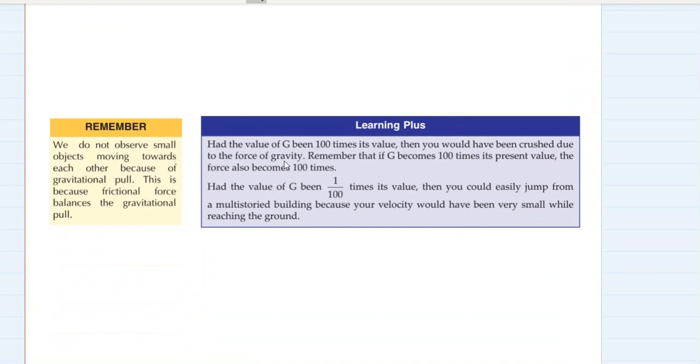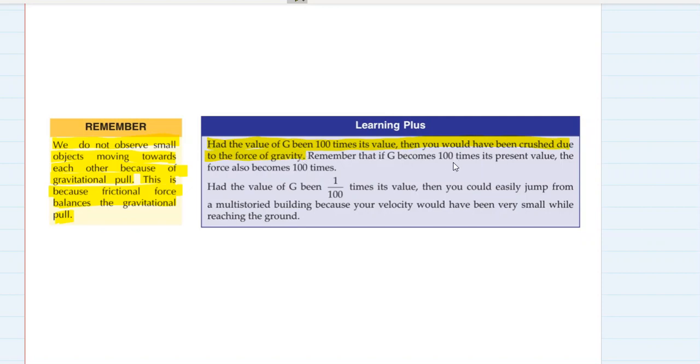Okay, just a little bit of trivia for you. We do not observe small objects moving towards each other because of gravitational pull. This is because frictional force balances the gravitational pull. It does not allow the objects to gravitate towards each other. Had the value of G been 100 times its original value, then you would have been crushed due to the force of gravity.